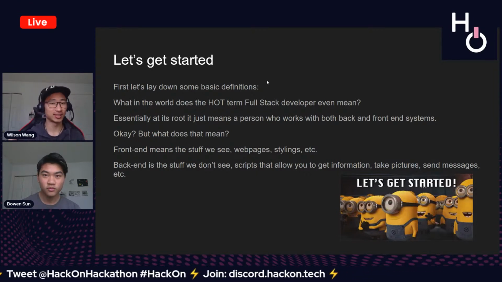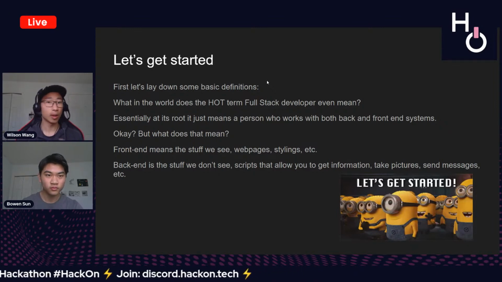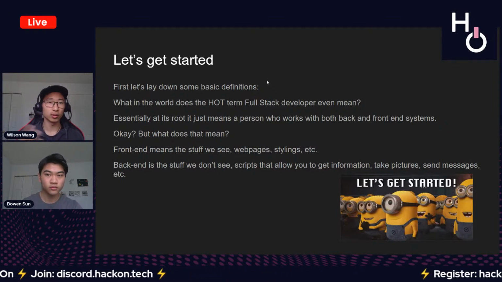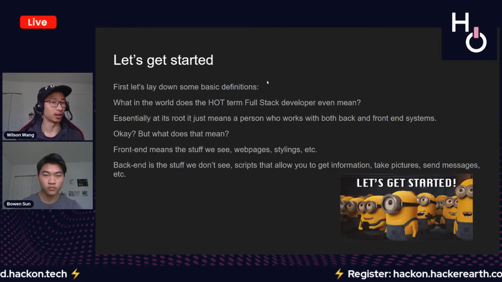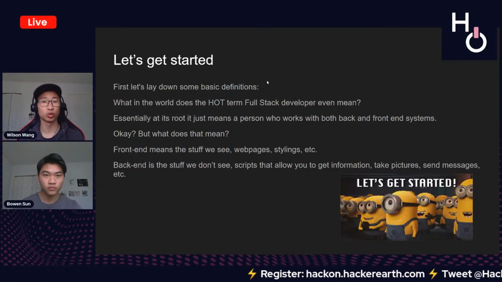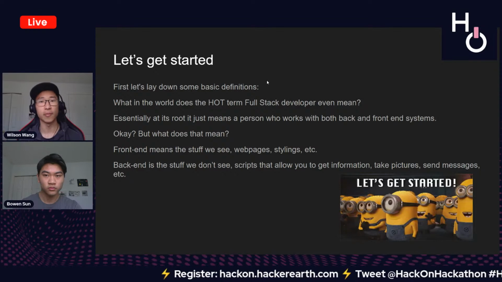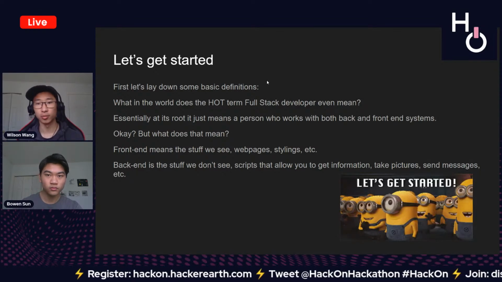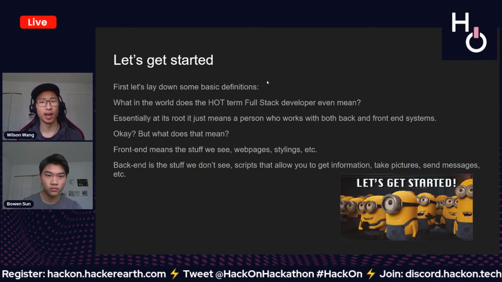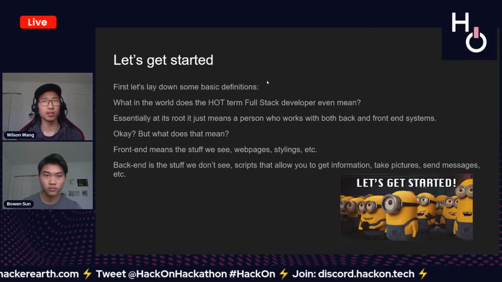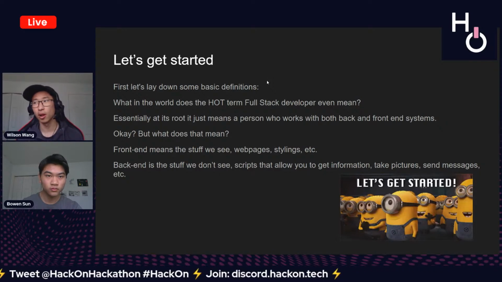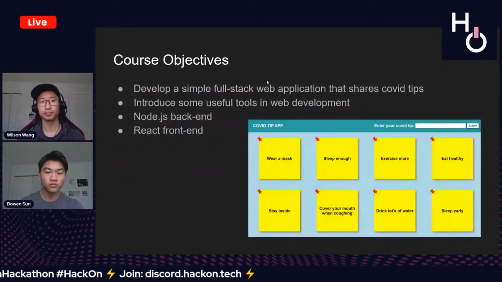Front end is the stuff you can see, like the slideshow, for example, web pages, styling, everything that you can visually interpret. That's the front end portion. The back end portion is the scripts that you don't see. They are the things that manage the data, manage communications, taking pictures, sending messages, and other different features that make the front end more dynamic and lively.